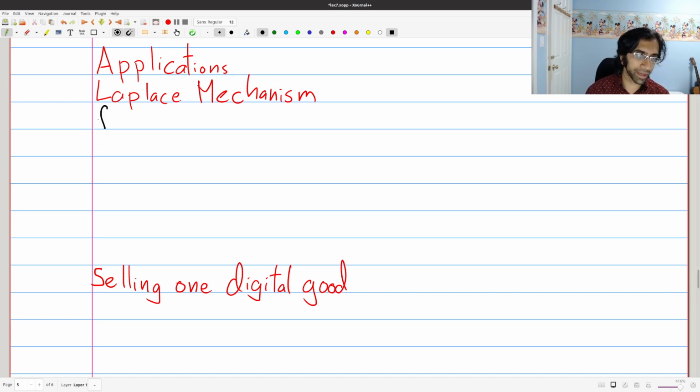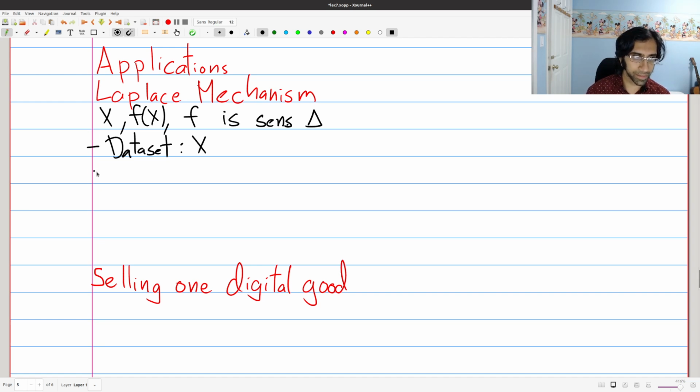So what is the setting? We're imagining that there's some sensitive data set x, and we're trying to compute f of x, where f has sensitivity delta. So let me just do it real quick. The data set is going to be, we're going to define the data set as x.